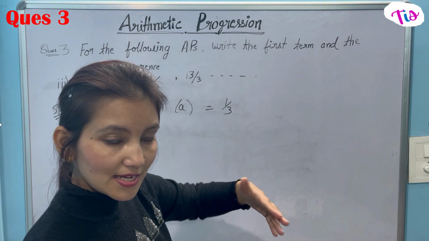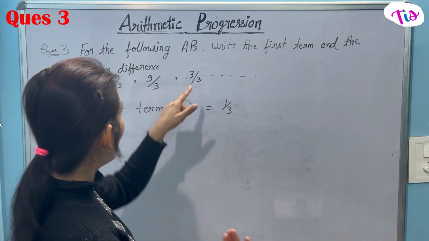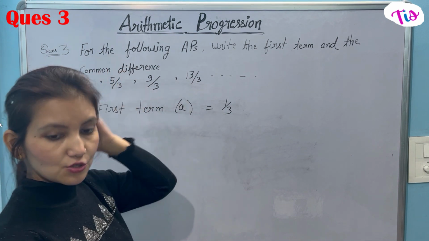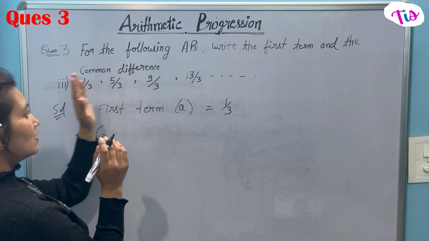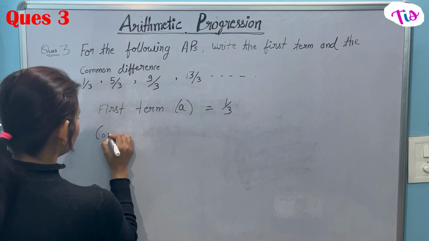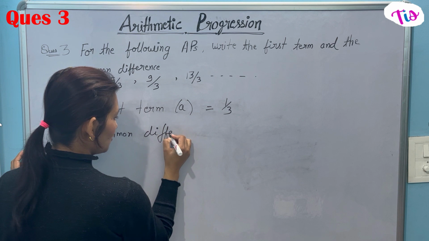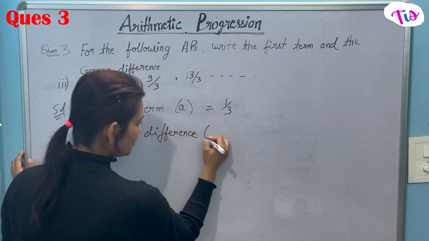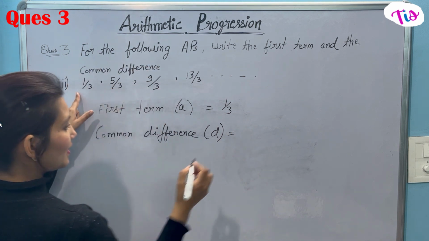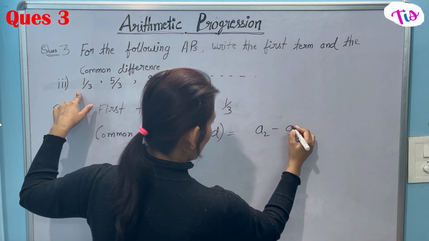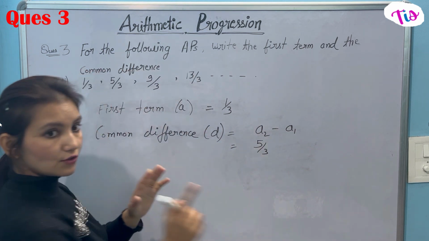Common difference, as I said, how can you find it? A2 minus A1, or A3 minus A2, or A4 minus A3, your choice. Here I'll just find it by subtracting A1 from A2, that is A2 minus A1. And how do we denote common difference? By small d, right? So common difference d here is A2 minus A1, and in this case A2 is 5 upon 3. Be careful with the signs.